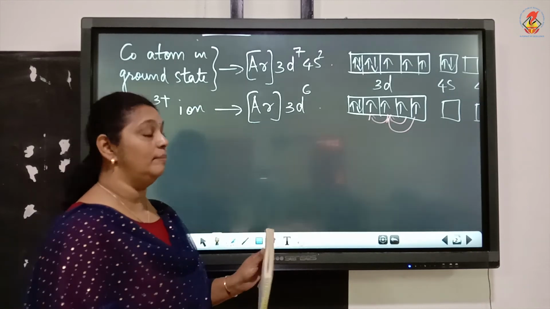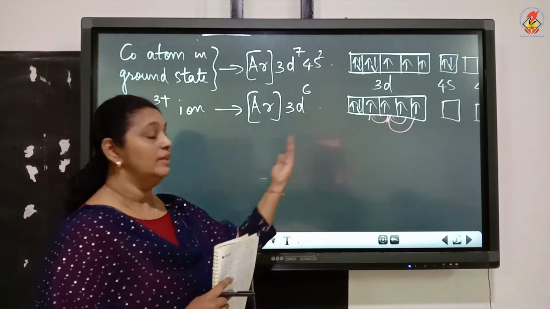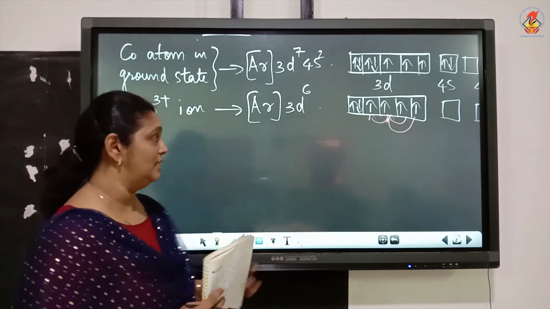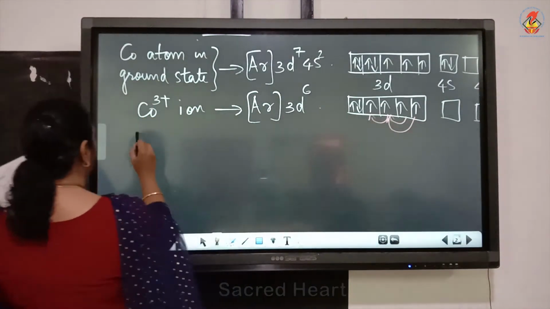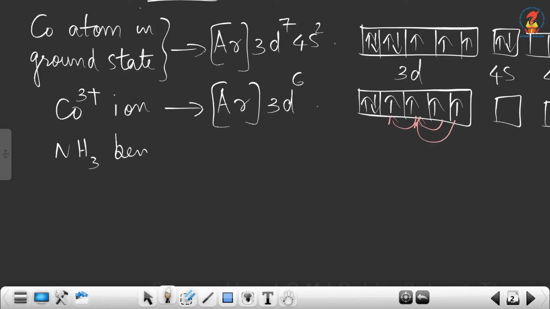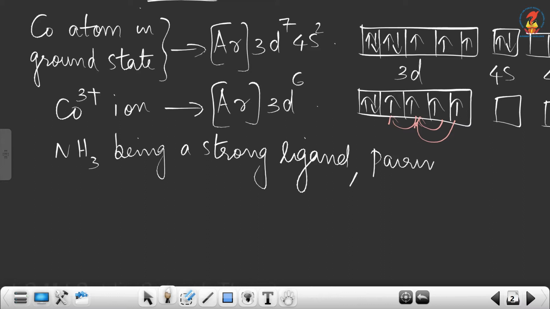Okay, and we got the hybridization. What is the hybridization? d2sp3 hybridization. So next step, we will write: ammonia being a strong ligand, pairing of electrons takes place. And you got the hybridization also. If pairing is there, you know it is d2sp3.